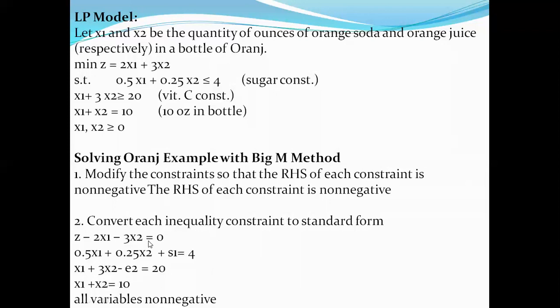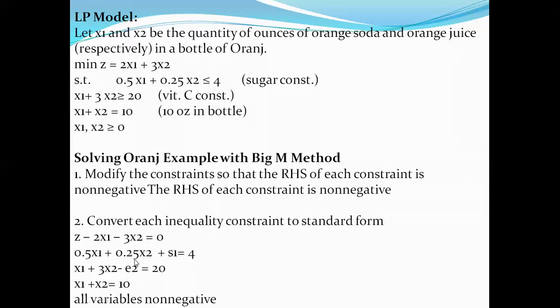So the first equation is equating to the maximum composition, that is Z. Hence this RHS terminology is being transferred to the left hand side and equated to 0. That is, Z minus 2x1 minus 3x2 is equal to 0. And definitely negative values are not existing here.